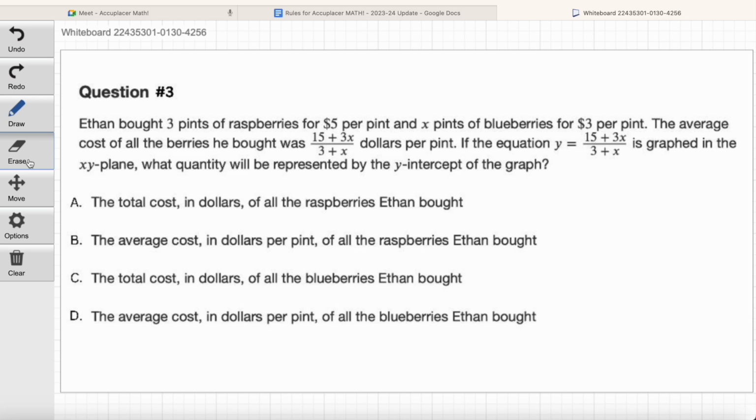Okay, so let me ask you again. What are we solving for here with this question? The y-intercept of the graph? Yeah, what it means. What quantity is represented by the y-intercept of the graph? Does that make some sense? Yeah, kind of. Okay. I mean, you know what the y-intercept means, right? We've been talking about that.